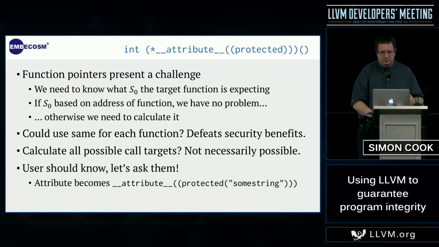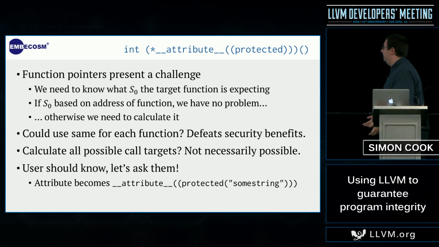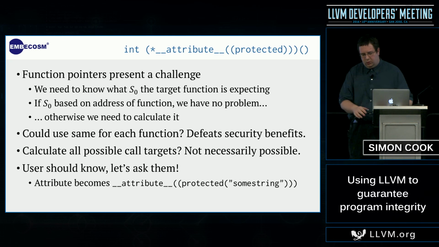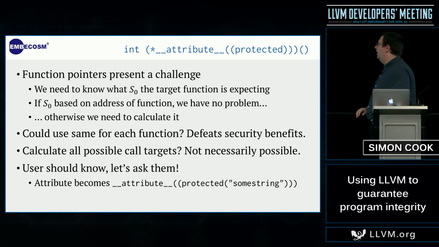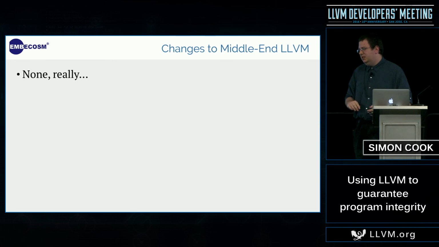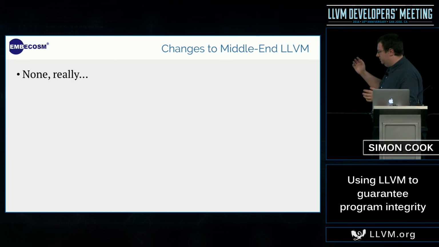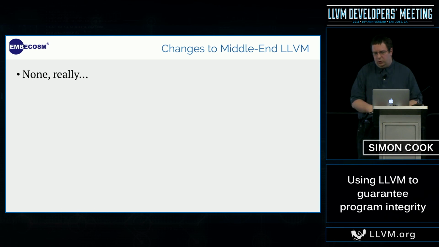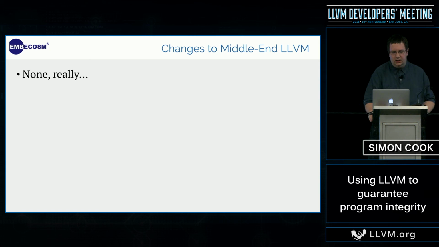So that's really all of Clang. Now for LLVM, the core middle end of LLVM, for such a system we don't really have to change anything. As long as this attribute makes its way through to the back end, we can just leave the optimizer to do its thing.